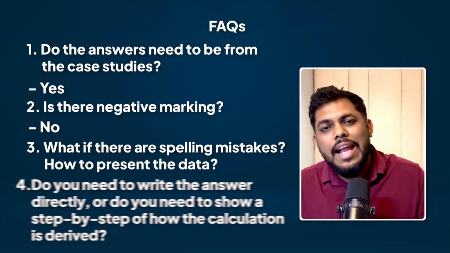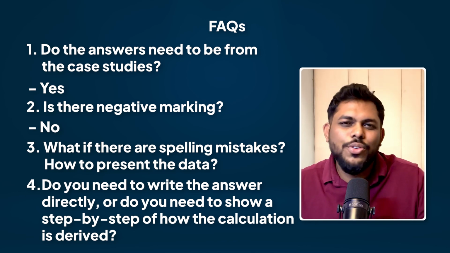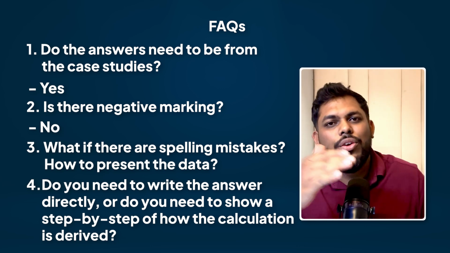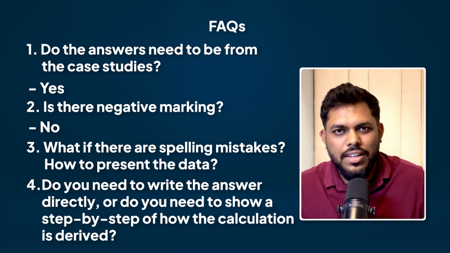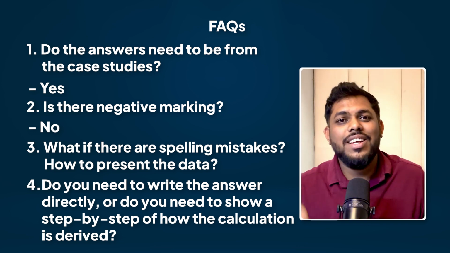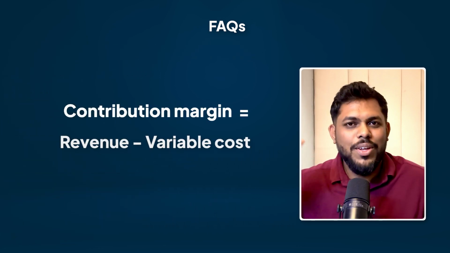Coming to the last but one of the most important questions: if a calculation is asked, for example, they have asked you to calculate contribution margin, do we need to directly write the answer, or do we need to show how contribution margin is derived? The answer is, you need to show how it is derived. So ideally, in the first line you will write the formula: contribution margin is equal to revenue minus variable cost. Then for whatever your revenue or sales price is, you need to mention that.